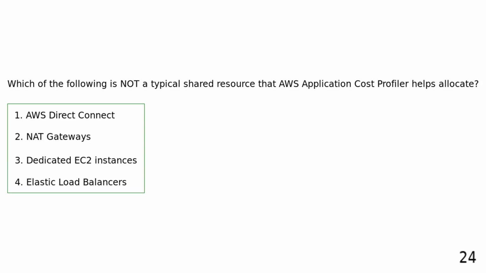Which of the following is not a typical shared resource that AWS Application Cost Profiler helps allocate? AWS Direct Connect, NAT Gateways, Dedicated EC2 Instances, Elastic Load Balancers. Dedicated EC2 instances are not typically shared resources as they are provisioned for specific applications. AWS Application Cost Profiler helps allocate costs for shared resources like NAT gateways, Direct Connect, and ELBs.